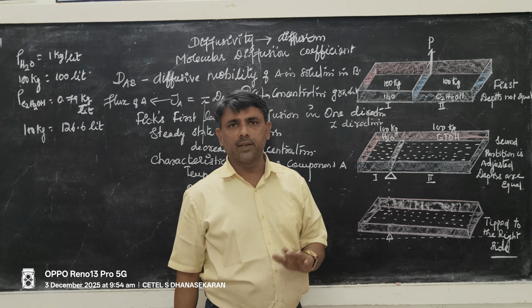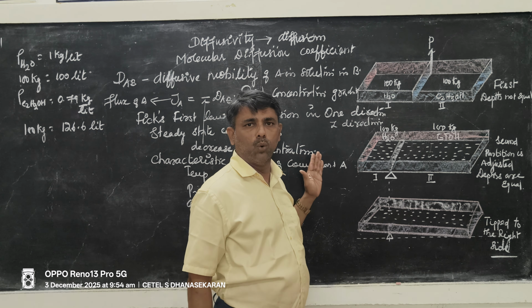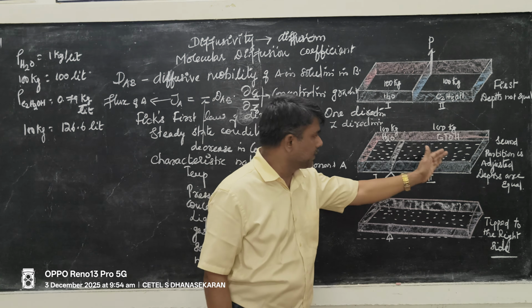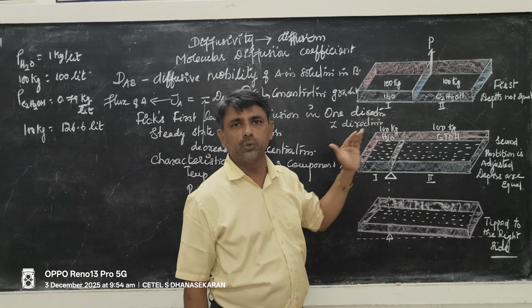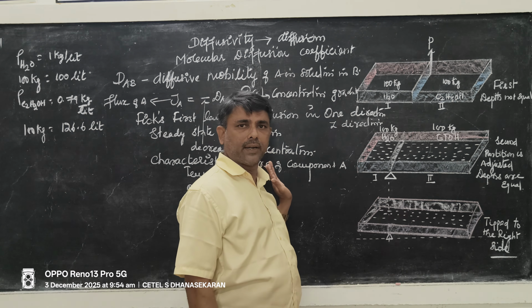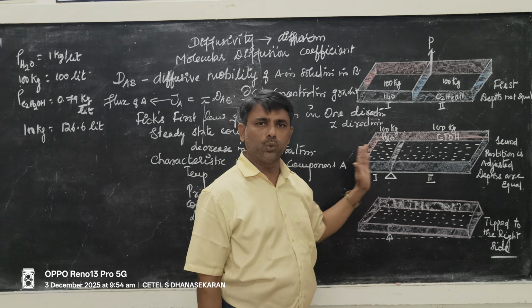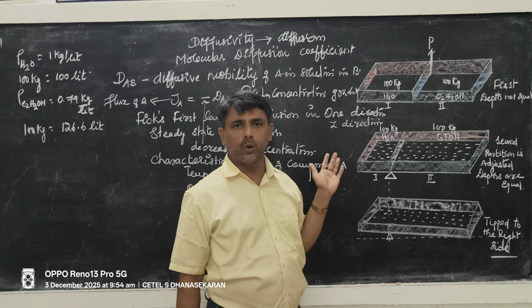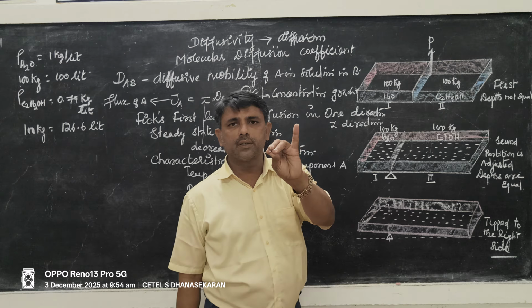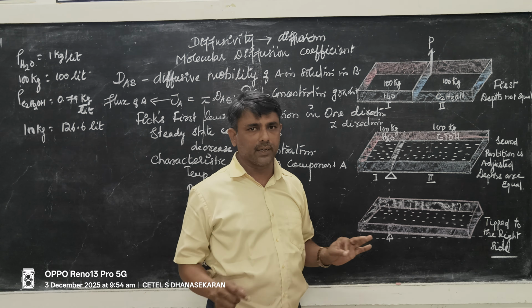Once the partition is removed, water will diffuse into the right side, or water will diffuse into ethanol. Similarly, ethanol will diffuse into the water side, or ethanol will diffuse into water. So both the components will diffuse into each other in order to ensure uniformity in concentration.